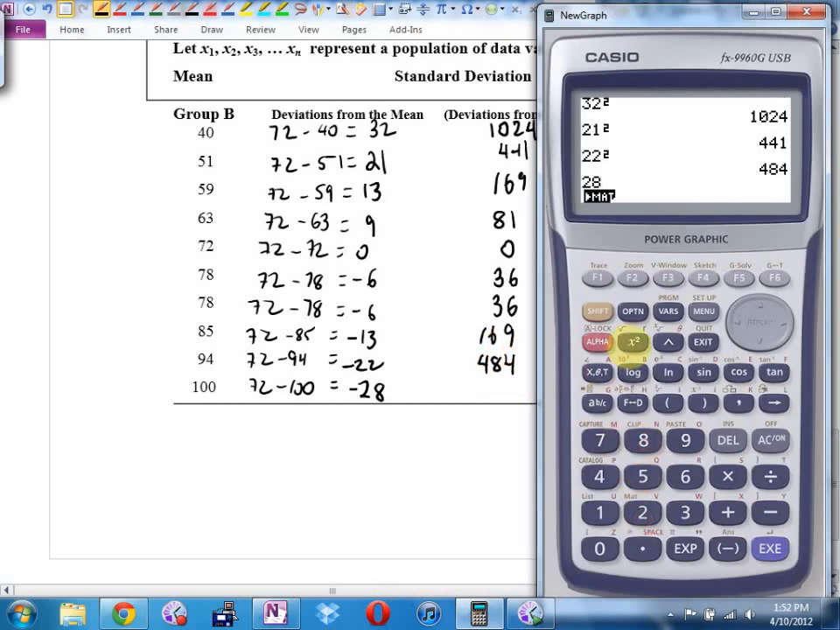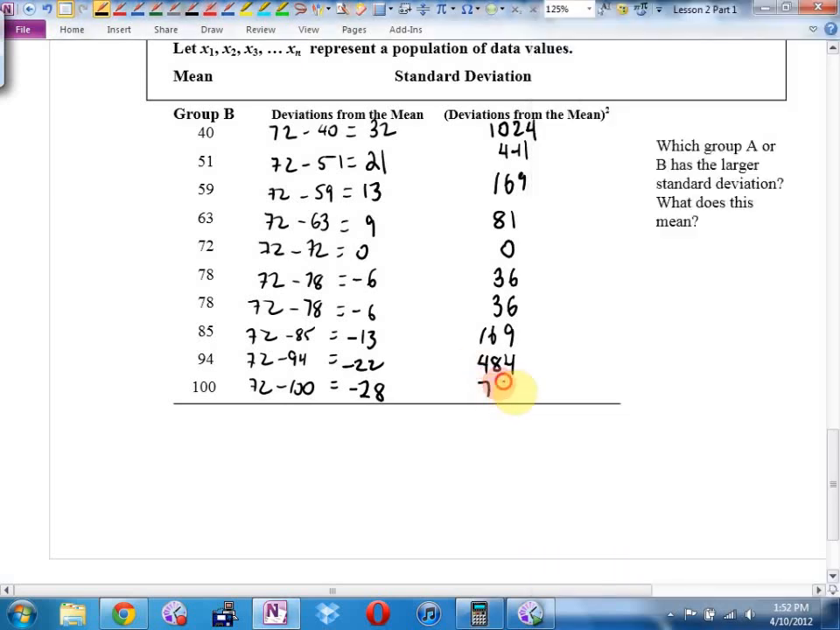28. By the way, you'll notice I'm just ignoring the negative because when I square the negative, it's going to vanish anyway, so I didn't type in negative 28 squared, I just typed in 28 squared. 784. Add all these together.